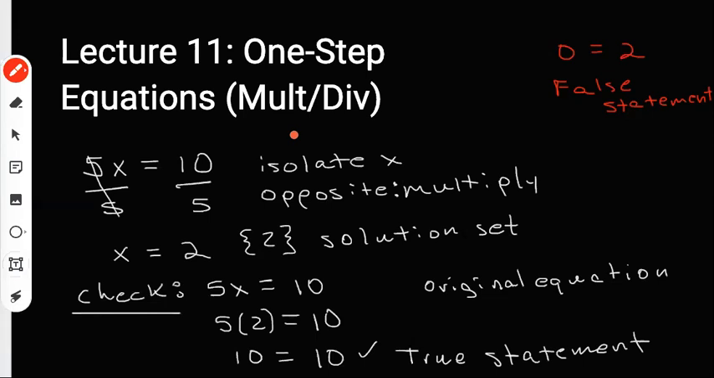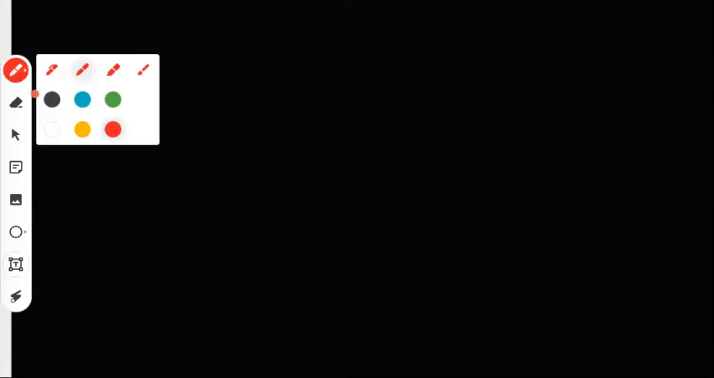Okay, we're going to move on to the next slide and we're going to try another one like that. X divided by 3 equals 6. So with this equation, what I want to do is isolate x. I always want to start off by isolating the variable. And that means I need to get x by itself on the left side.